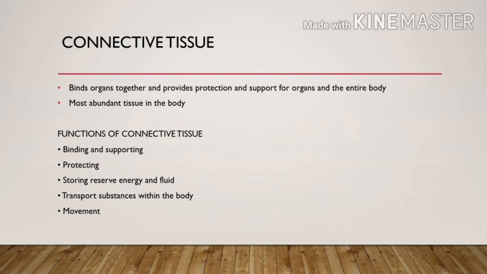Connective tissue binds organs together and provides protection and support for organs and the entire body. It is the most abundant tissue in the body. Functions of connective tissue: binding and supporting, protecting, storing energy and fluid, transporting substances within the body, and movement.